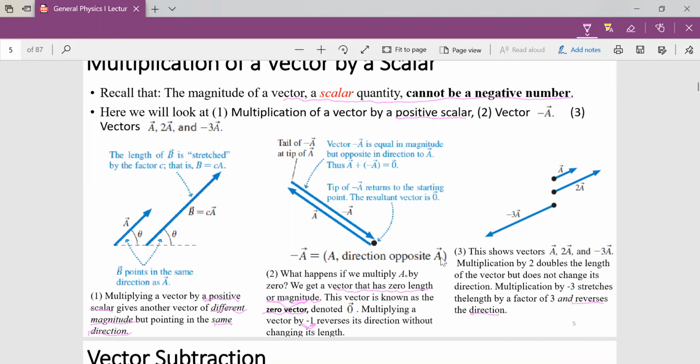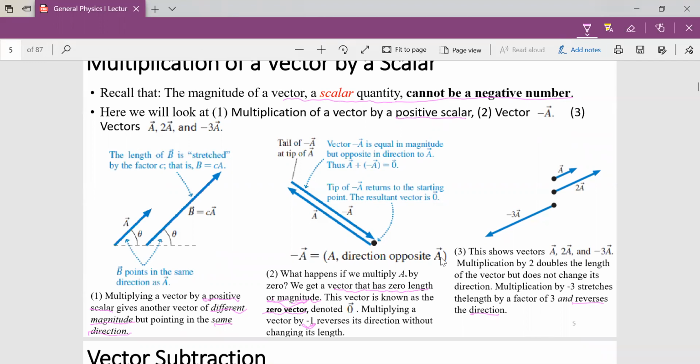Now let's look at the second scenario, where you multiply the vector with -1, or multiply the vector with the negative of the same vector. Either this or -1, it says the same thing. But the implication of this is that the resultant will give us 0. Simple idea from the math: when you have 1 - 1, it is 0.